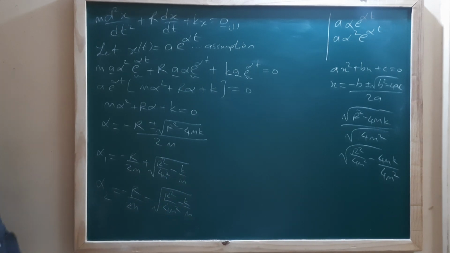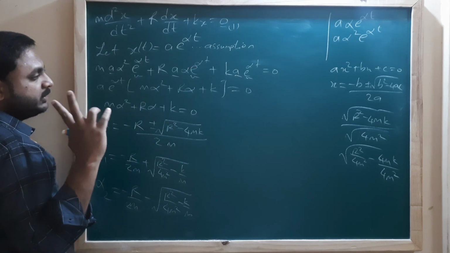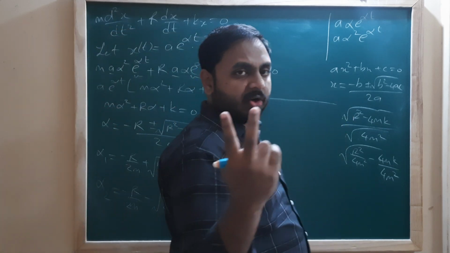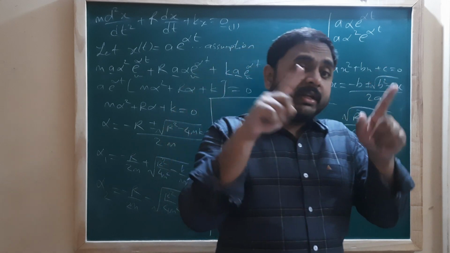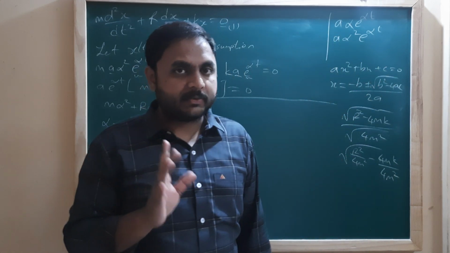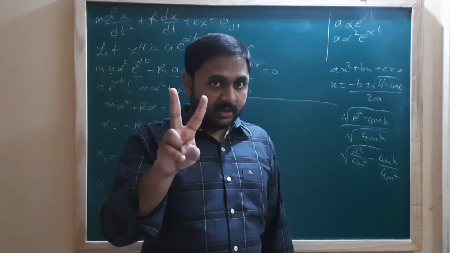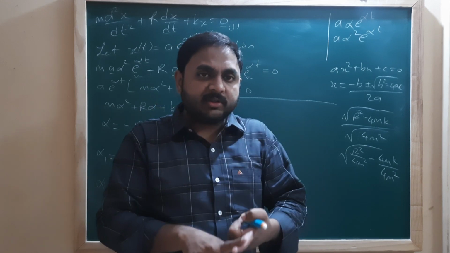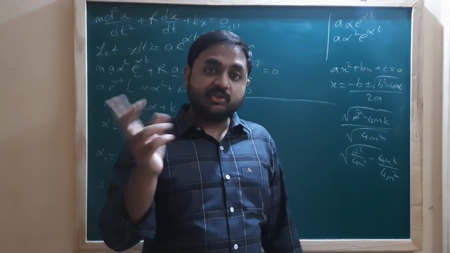Now you got two solutions. So there are two possible values of alpha. And we know that differential equations which are second order have two solutions. And a linear combination of two solutions is also a solution. See, in differential equations we use this many times. You should understand, this is very important, that a second order differential equation has two solutions, and the linear combination of both of them is also a solution.